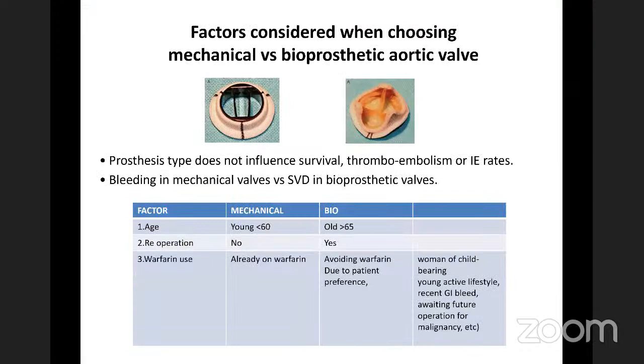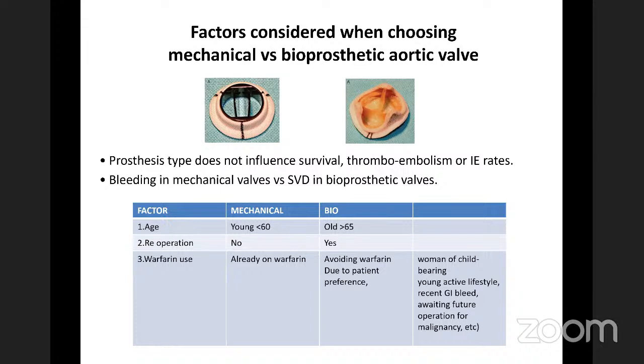What are the factors that should be considered when choosing between mechanical and bioprosthetic valve? Several factors, some are general, some are specific, related to specific scenarios and conditions, but the basic principles most consistently reproduced in the literature are the following.